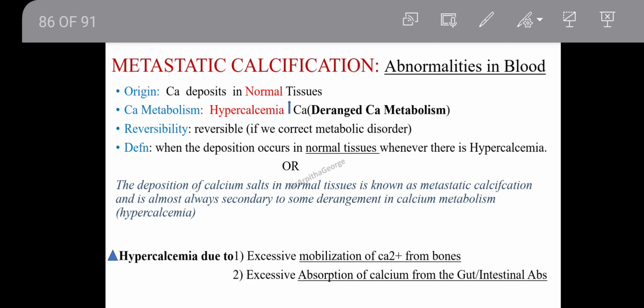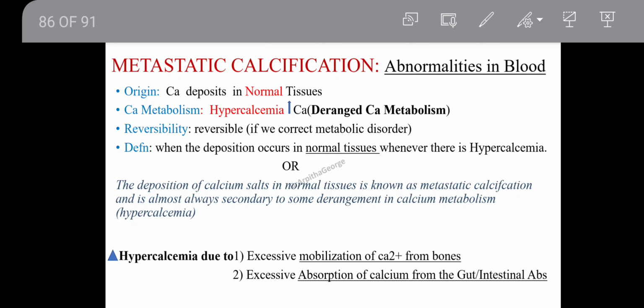Here we will see the origin, where you can see the deposition of calcium in normal tissue. In the dystrophic type, it was in dead tissue. In the metastatic type, you can see it in a normal tissue. Then comes the metabolism. In the dystrophic type, it was normal metabolism, a normal calcium level, no hypercalcemia. In the metastatic type, as we already said, there is an abnormality in the blood. Which abnormality? Hypercalcemia, an increased calcium level in the blood.